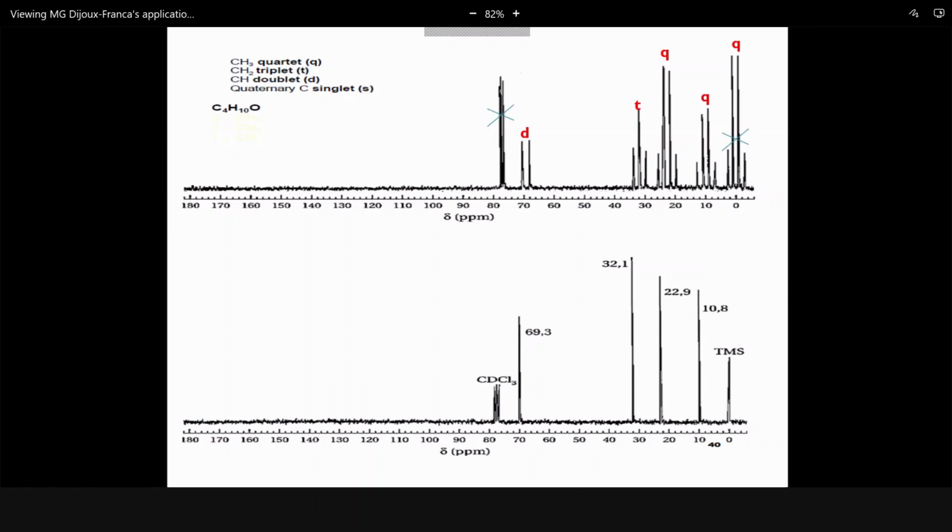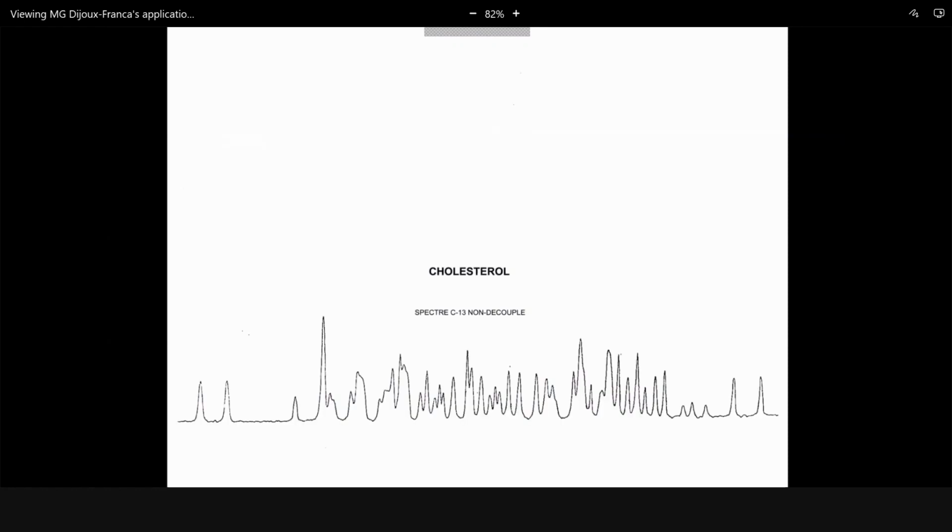But if we decouple, then you see we suppress the coupling between the proton and the carbon. So then we have only a singlet for every signal, so it's easier to interpret. And what is more real is when the molecule is very complex, just like cholesterol, for example.